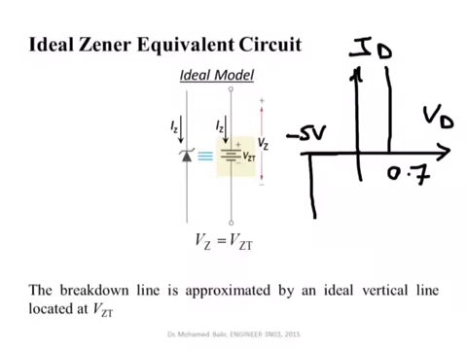Okay? So in that case, if you consider this line to be vertical, you ignore the slope. This is represented by a battery of value equal to the breakdown voltage, or really the test voltage that we agreed on. We take this test voltage as the operating point of this diode. So what limits the current going through the diode? The current can be any value determined by the external resistances and so on.